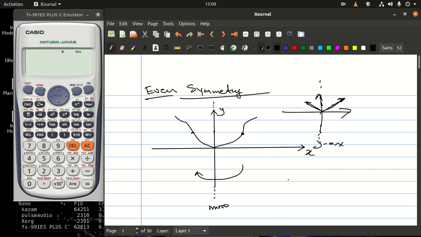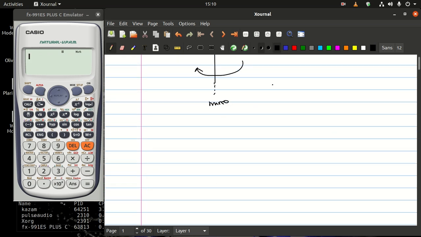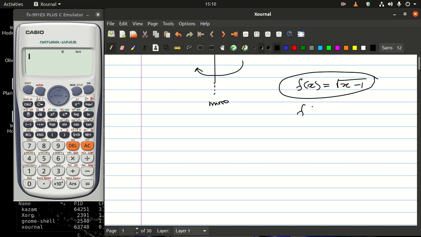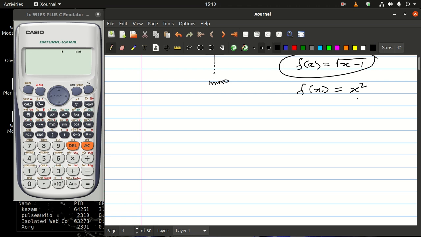Now, let's say you are not given a curve, because the curve is all about a reflection along the line x equals 0, or the y-axis. What if I don't give you a curve, I give you a function instead, like f of x equals some function, maybe square root of x minus 1, or something of that sort, or f of x equals x squared. How do you know that this function has even symmetry, or it is even?